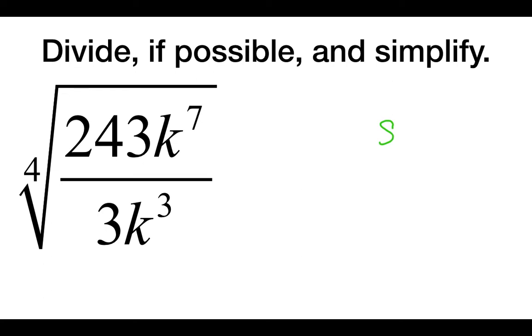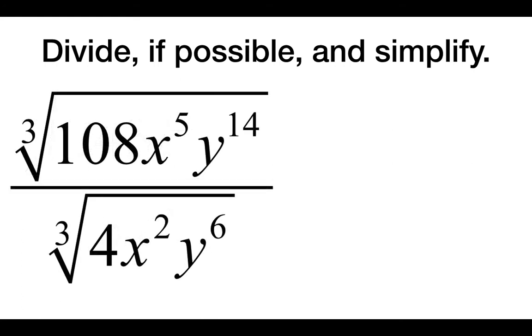Now let's try this one. 243 divided by 3 is going to be 81. And k to the 7th divided by k to the 3rd is k to the 4th. Earlier we discovered that 81 has 4 3s. So the 4th root of 81 is in fact 3. And the 4th root of k to the 4th is just k. So it's 3k.